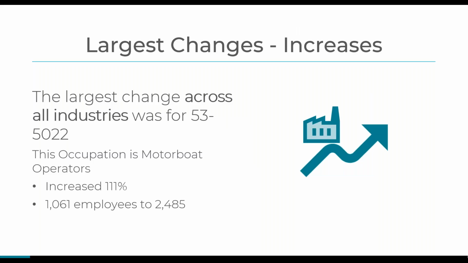Now, moving away from looking at just growth in ratios, we also took a look at large changes in the occupation data in terms of total employment across all industries once all ratios have been applied to employment data. So interestingly, the largest change across all industries was for occupation code 535022. This occupation was for motorboat operators. So occupation count increased by 111% and went from 1,061 employees to 2,485 employees.